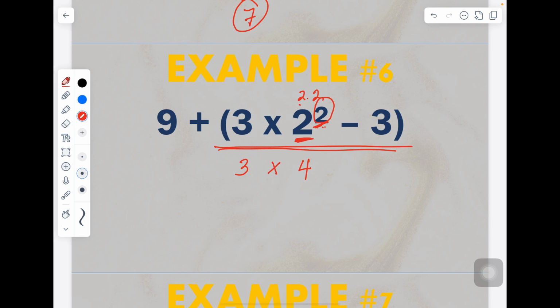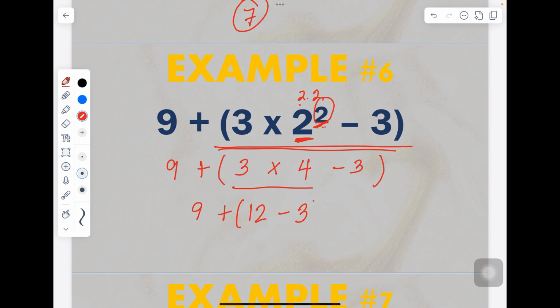3 times 4 minus 3 and then plus 9. Okay, so I'll do multiplication next. So that's 12. Bring down minus 3 and then plus 9. So 12 minus 3 is 9. Plus 9, 18. All right.